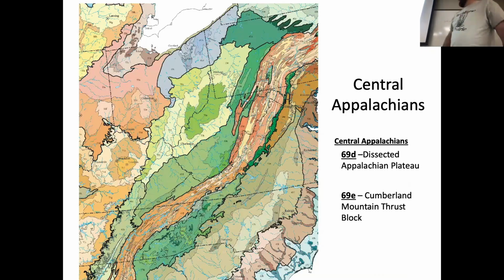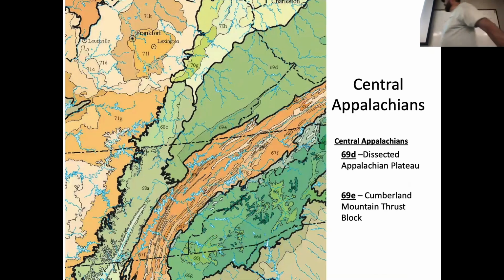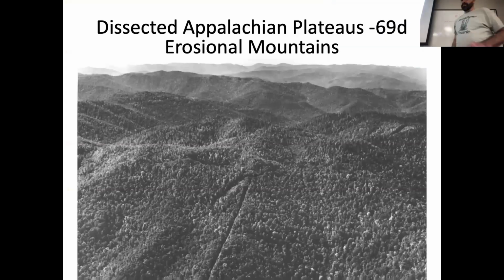Okay, now we're going to talk about the next one, the dissected Appalachian Plateaus. So this is outside the thrust block region. This is everything else in light green, all up to here and down into this region. This is an area, a very important term that I want you to know, called erosional mountains, okay?